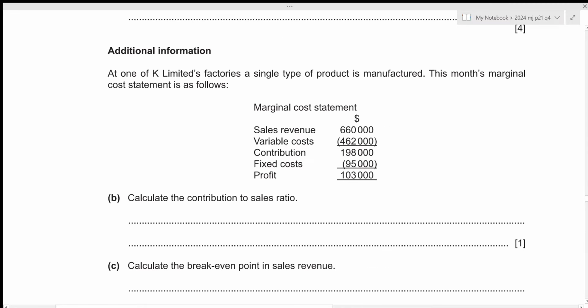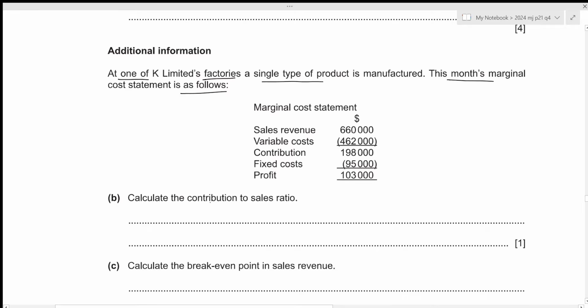We have been given some additional information. At one of K Limited's factories, a single type of product is manufactured. This month's marginal cost statement is as follows. So we have been given the total sales revenue, the variable cost, which is also the total variable cost. We have the total contribution, total fixed cost, and the total profit.